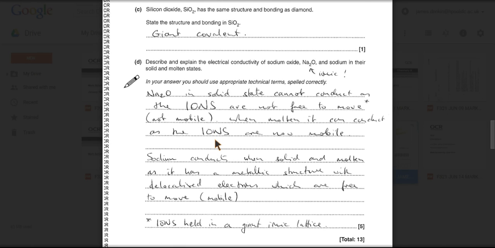Sodium, however, sodium's a metal, so if you can imagine the metallic bonding diagram you would draw, you've got the delocalized electrons flying all over the place, moving about at will, and so sodium can conduct electricity when solid and when molten because it's got this metallic structure with its delocalized electrons which are free to move.